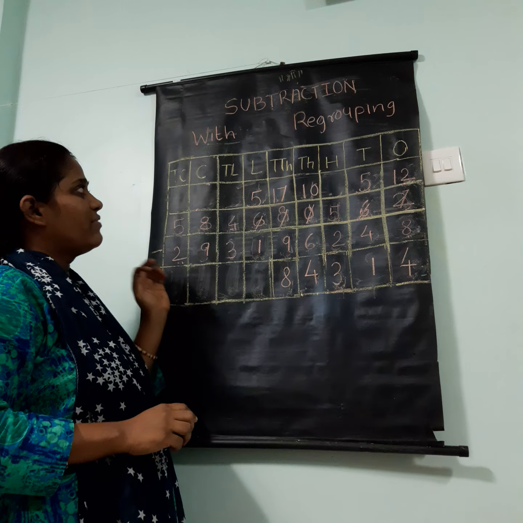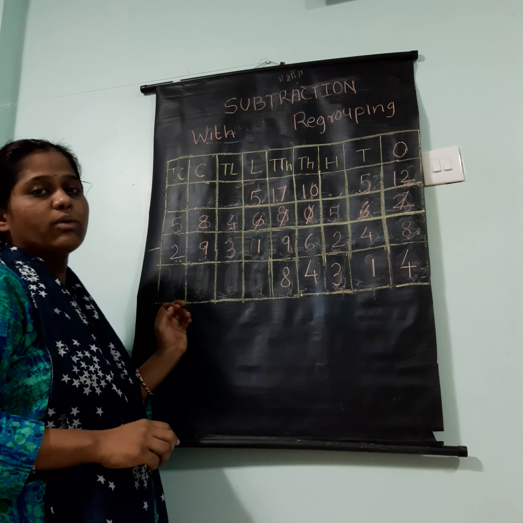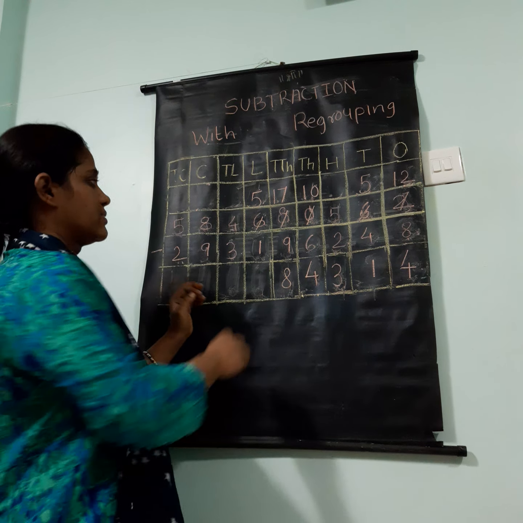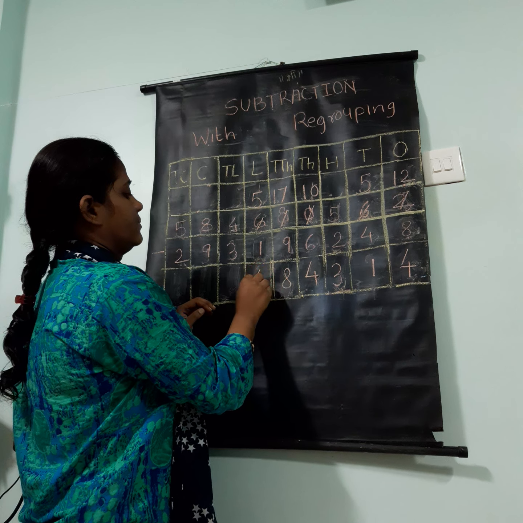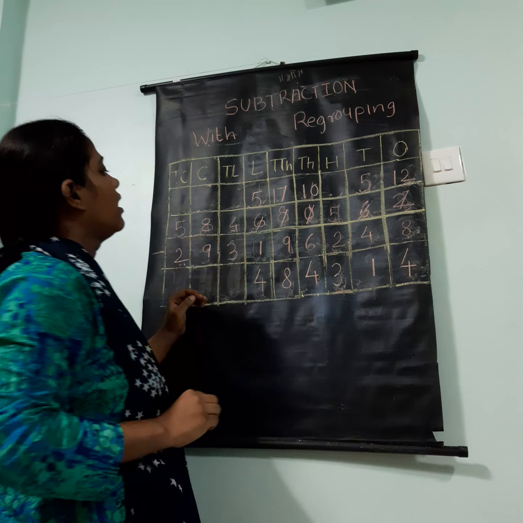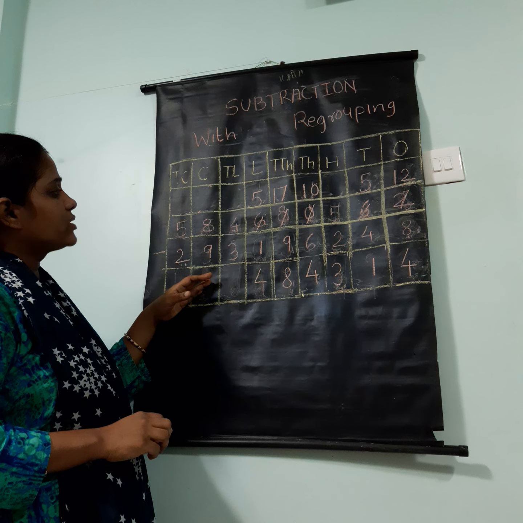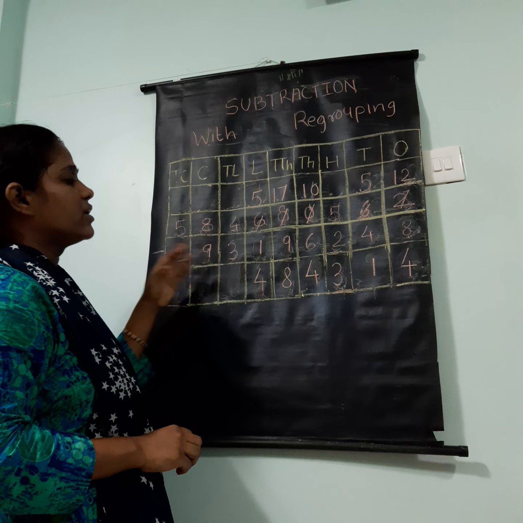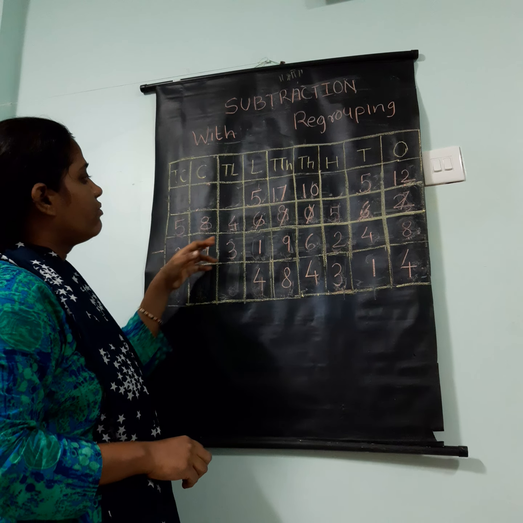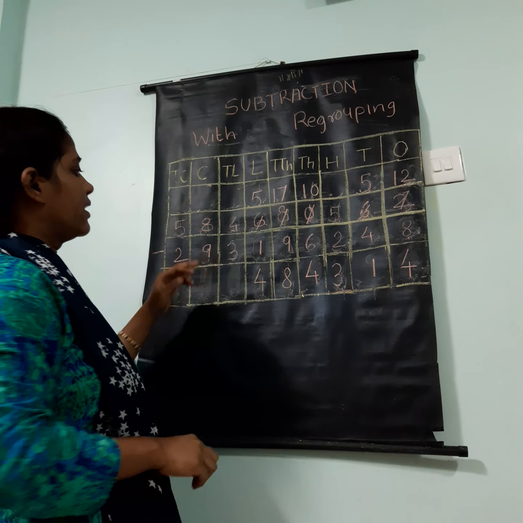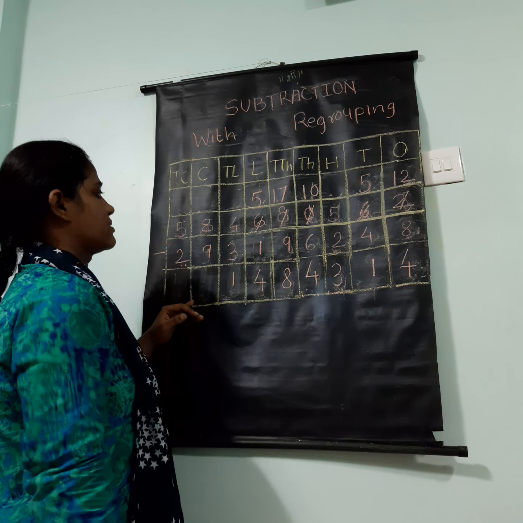Now you have 5 lakhs with you and 1. So what is the answer? 4 lakhs. Now over here, if you see in the 10 lakhs column, you have 4 and 3. It's again a very easy calculation. 4 ten-lakhs minus 3 ten-lakhs. You will be left with 1 ten-lakh.